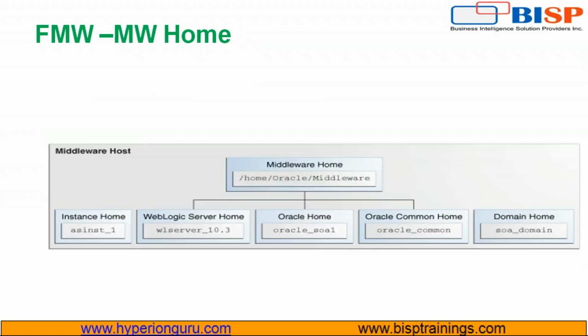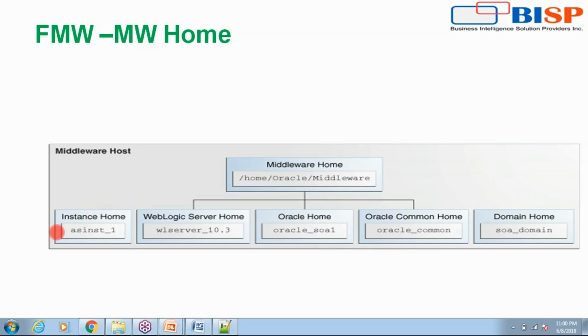Right, so how it looks: you'll have the middleware home, and inside that, this is for 11G, what you see on the screen. Under middleware home, if you perform an installation and configuration, there will be an instance home created by default. Then there will be Weblogic server home, Oracle home, Oracle common, and domain home. If you install OHS, you'll see this by default. You perform installation and configuration for 11G, and these are the directories you will see inside.